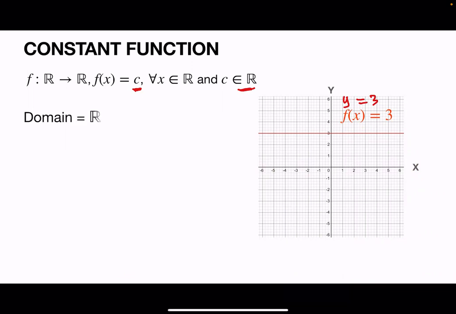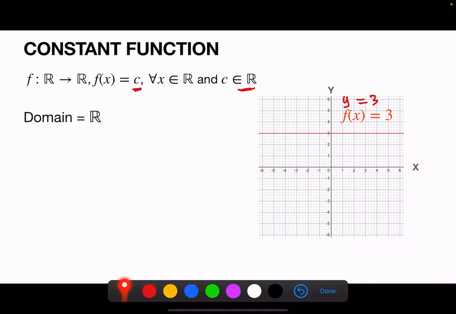So here the domain is the set of real numbers, but the range is only going to have that one element, c. So in this specific example, f of x is 3. Your range is just one element, a singleton, which is 3. I think this should also be easy to understand. So we'll move on.